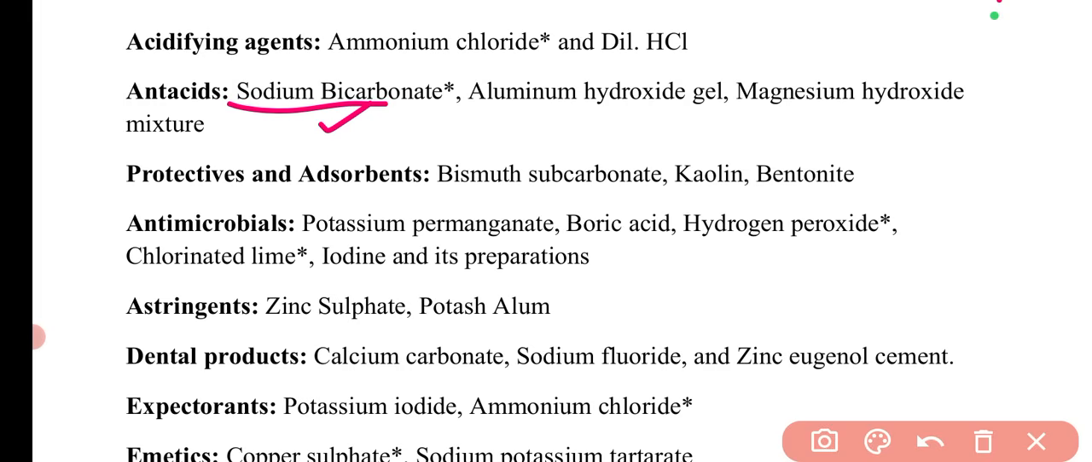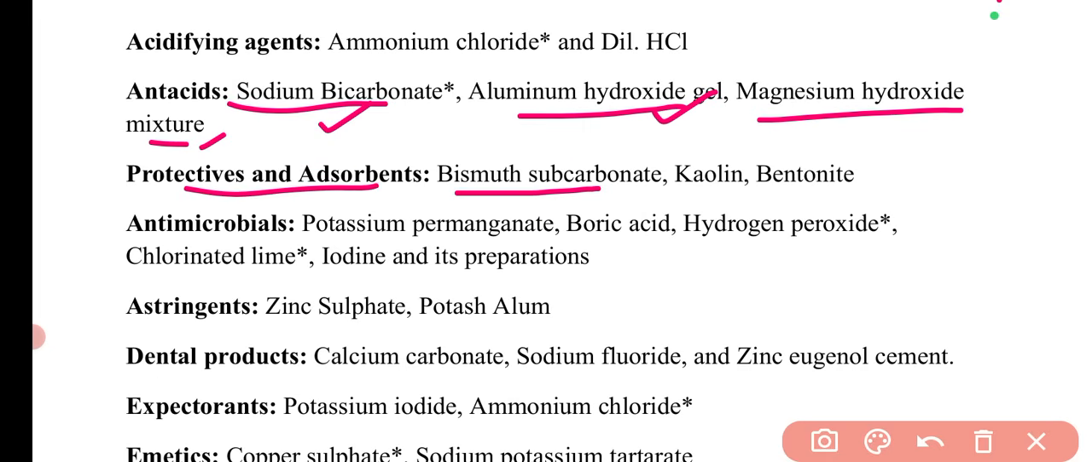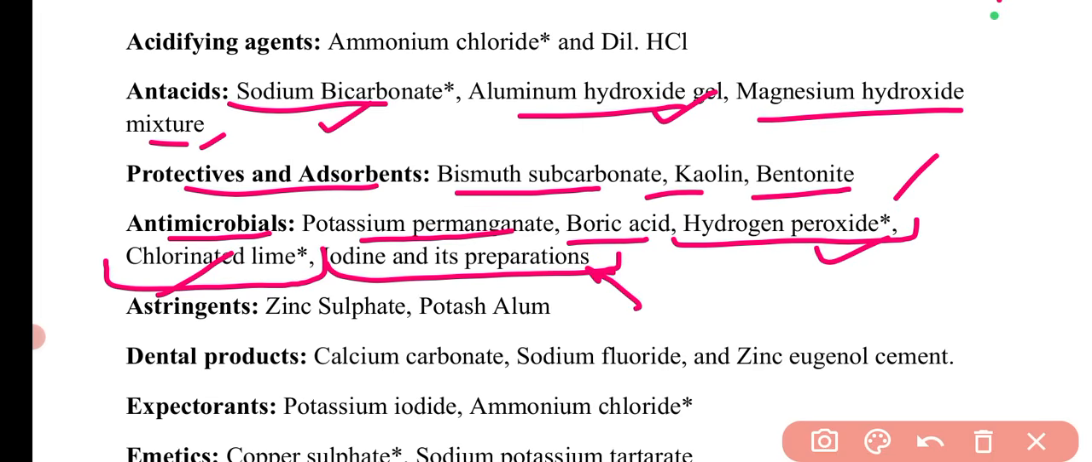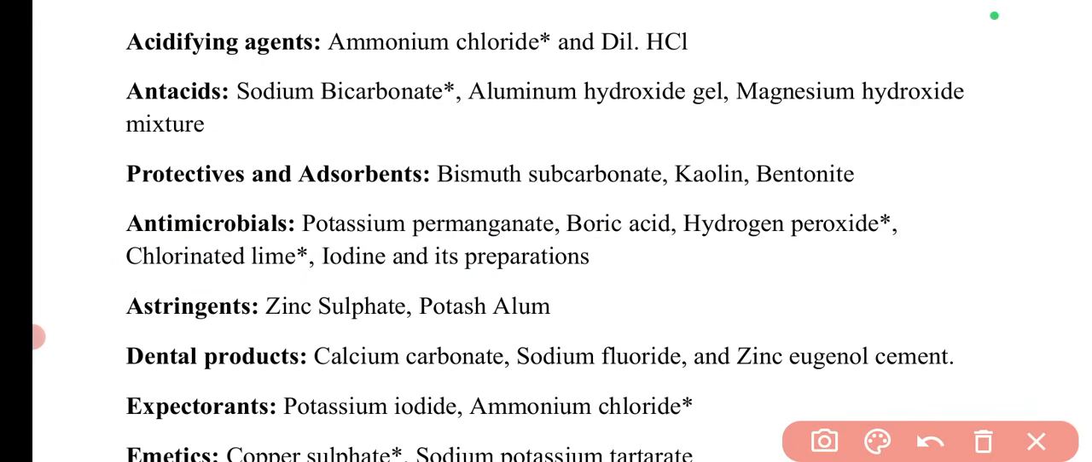So first is sodium bicarbonate, ammonium hydroxide gel, magnesium hydroxide mixture. So these are the several antacids. Then protective and absorbents. So there are sodium subcarbonate, kaolin, bentonite. These are the important ones. So in antimicrobials, the potassium permanganate, boric acid, hydrogen peroxide, quite important. Chlorinated lime. This is also important, and iodine and its preparation. So this iodine and its preparation we will be covering in the next section of this particular video also.